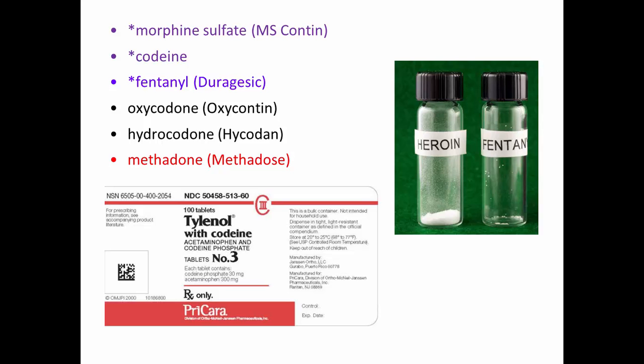Here are some examples of some of the opioid drugs. The ones that are in purple with a star, I'd like you to know those particular drugs. So things like morphine sulfate, or codeine, or fentanyl, oxycodone, hydrocodone, and methadone.